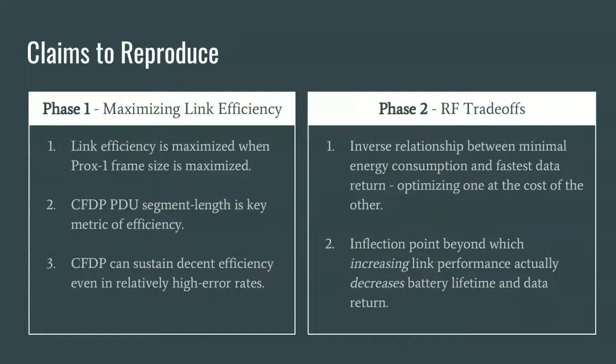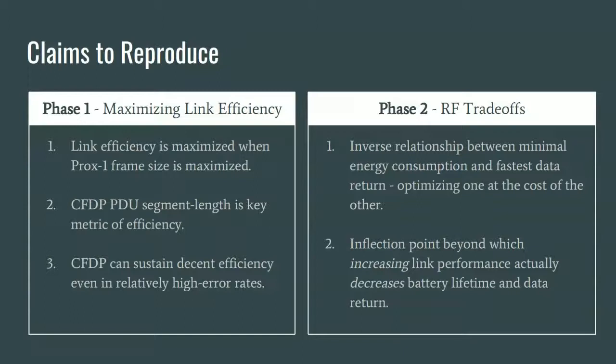So in the paper and in our reproduction, we broke it down into about 2 key phases. The first looked at link efficiency at the network and data link layer. The next looked a little bit deeper at the RF level trade-offs that could be made. So the 3 key claims we validate in the first phase is that link efficiency, and I'll define that in the next slide, is maximized when Prox1 frame size is maximized, Prox1 being the proximity 1 data link layer service.